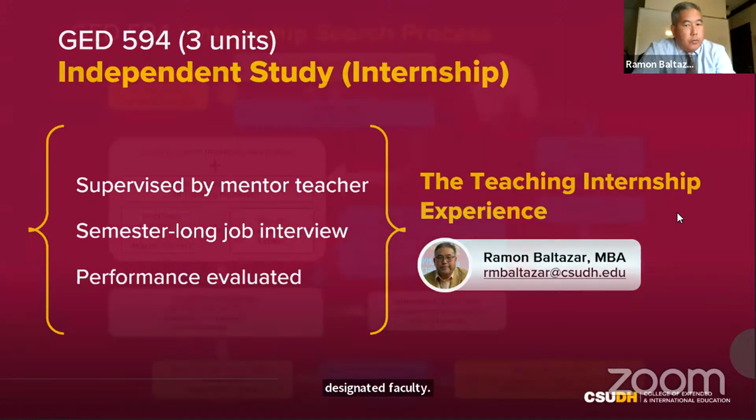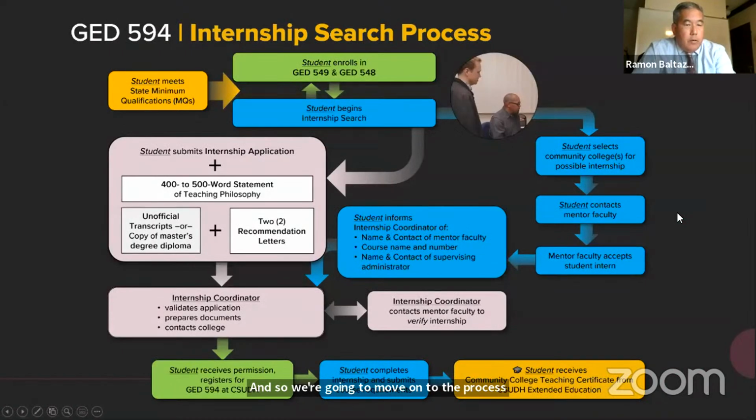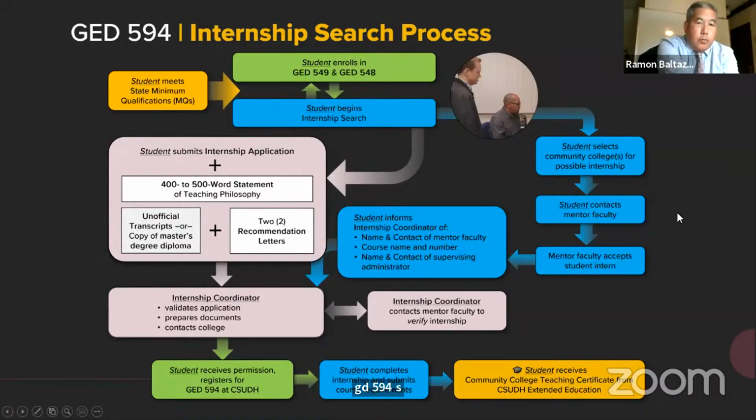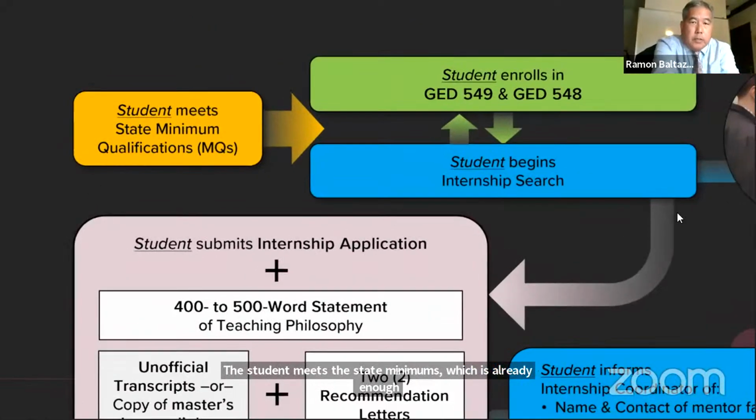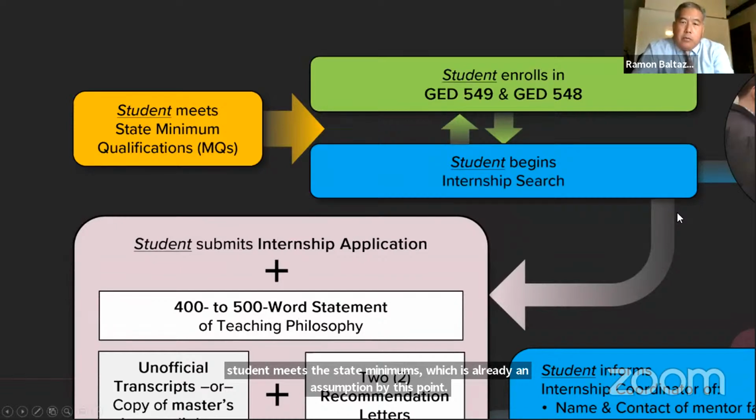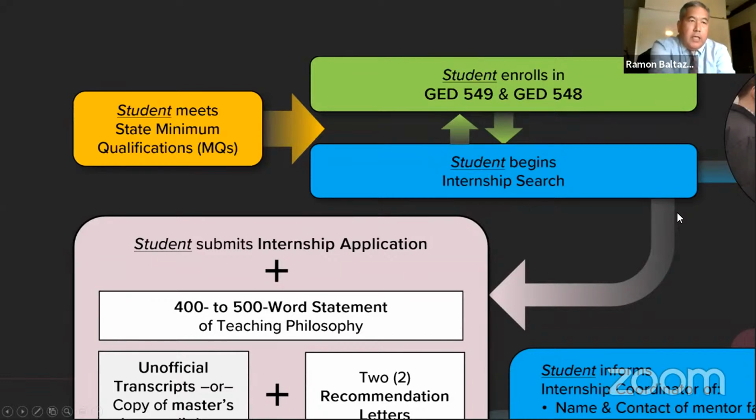And so we're going to move on to the process. First of all, let me make sure that you understand that this is a circulatory process. It is not linear, okay? So follow along with me. GED 594S, the search process. The student meets the state minimums, which is already an assumption by this point, okay? And will be enrolling in GED 594 and GED 548, excuse me, okay? They begin the internship search.